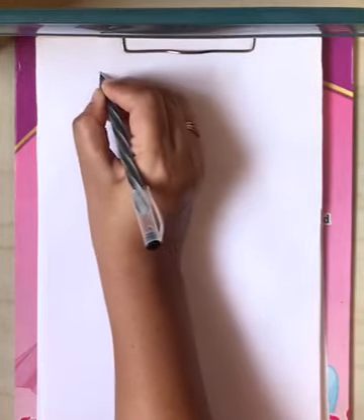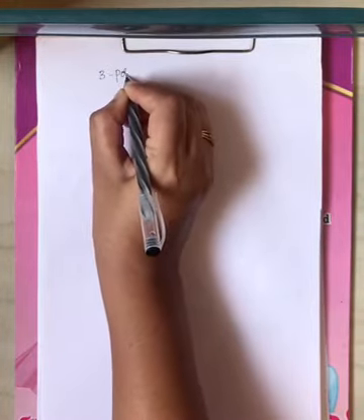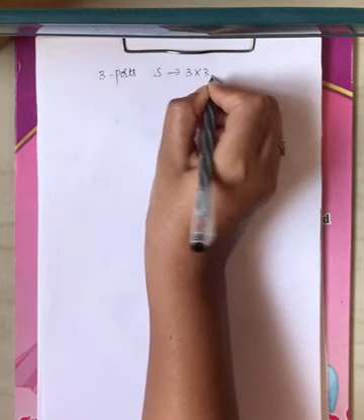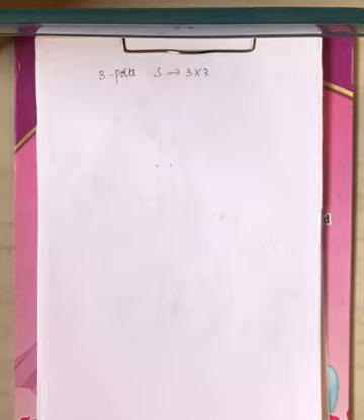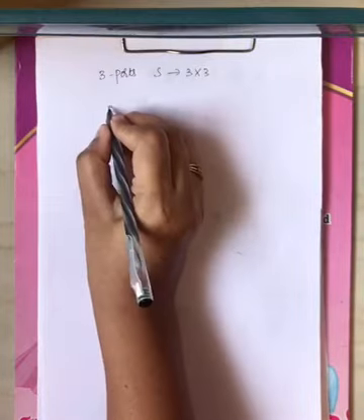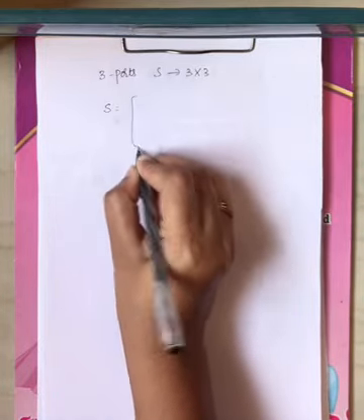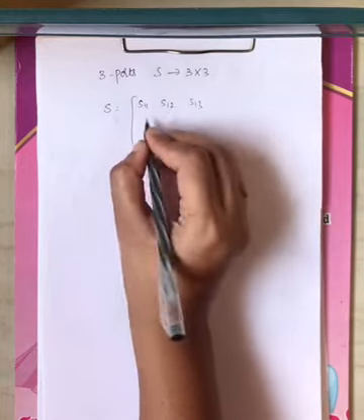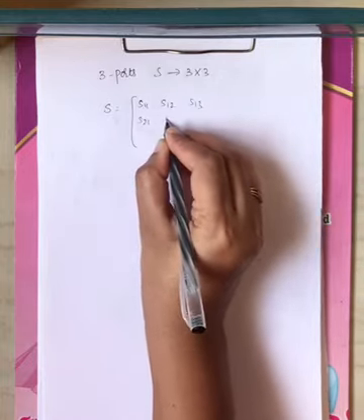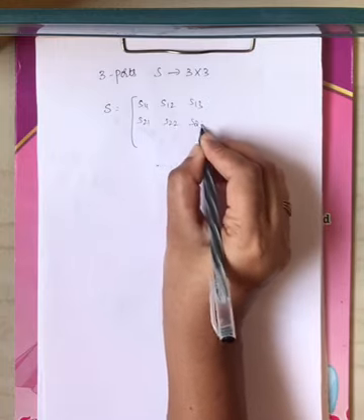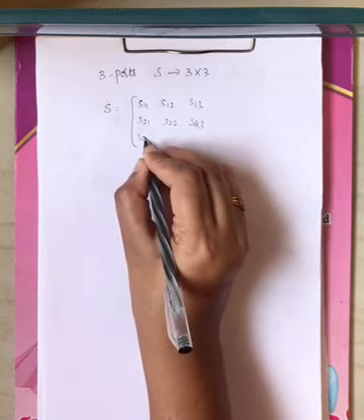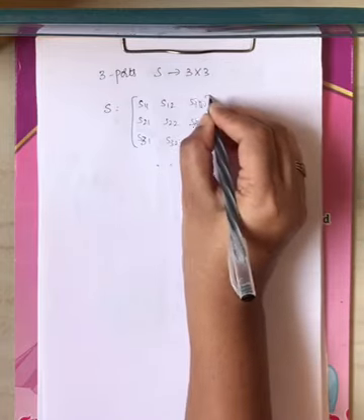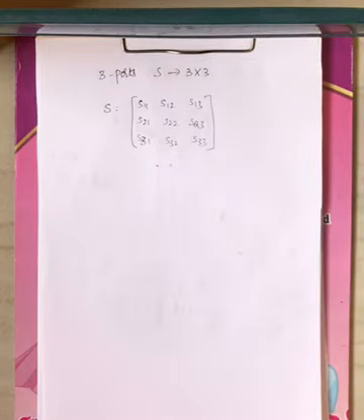Now how many ports does it contain? 3 ports, right? Now what is the order of S? 3 by 3. It contains 3 ports, so the order of S will be 3 by 3. Now S is nothing but S11, S12, S13 and S21, S22, S23, S31, S32, S33. Now this is your S matrix for your E plane T junction.